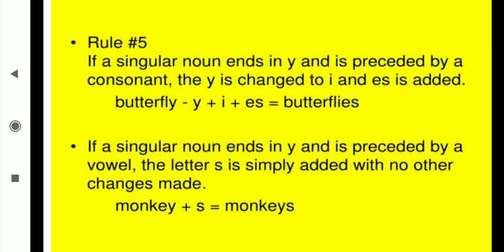For example, monkey. Now monkey spelling ends with Y, but before Y what came? Vowel came, E came. That's why we didn't convert Y to I, we keep it as it is, and only we have joined S, that is monkeys. Now both the upside example and downside example you'll understand. In butterfly, before Y what came? L came, consonant came. That's why Y we converted to I, and we have joined ES. And in monkeys, before Y a vowel came, that's why we didn't make any changes, simply we have added S, and we have made it plural form.